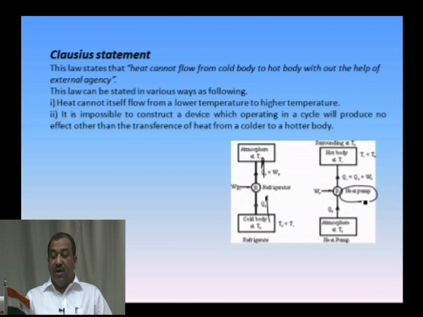This law can be stated in various ways, as follows. Heat cannot itself flow from a low temperature to a high temperature. It is impossible to construct a device which, operating in a cycle, will produce no effect other than the transfer of heat from a colder body to a hotter body.